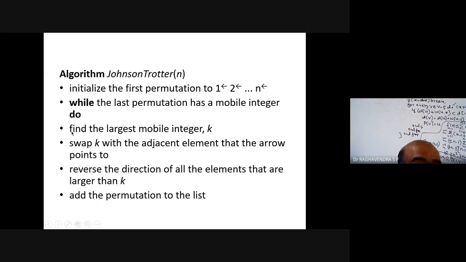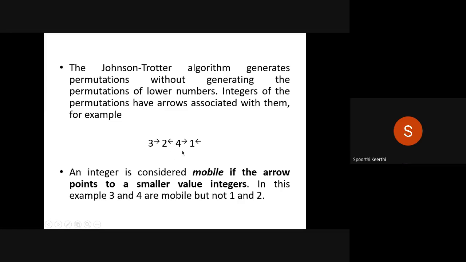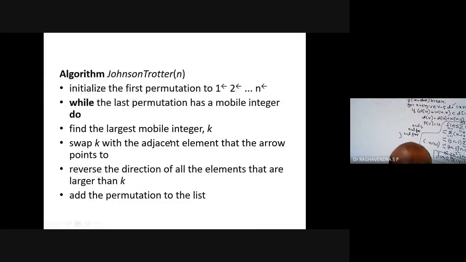What do we do in the loop? Find the largest mobile. We find the largest among the mobiles. See here, 3 and 4 both are mobiles. Among them the largest is 4, the 4 has to be swapped. Okay, with whom, that we will discuss. So find the largest mobile integer k, swap k with the adjacent element.